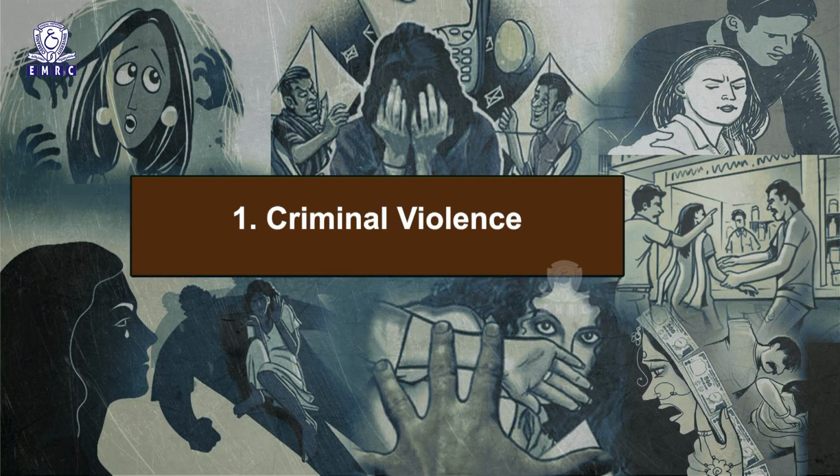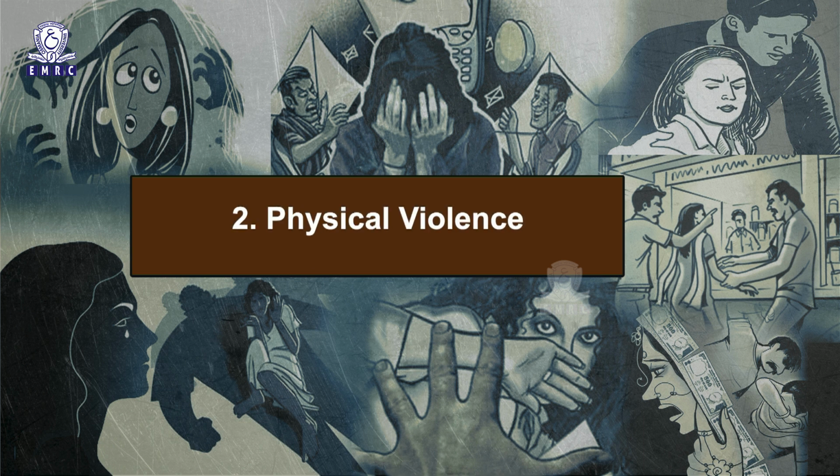Now we will understand the various forms of violence meted out to women. Violence against women can take several forms and arise in different situations, and is broadly classified into 4 categories. First one is criminal violence, which includes rape, abduction and murder.